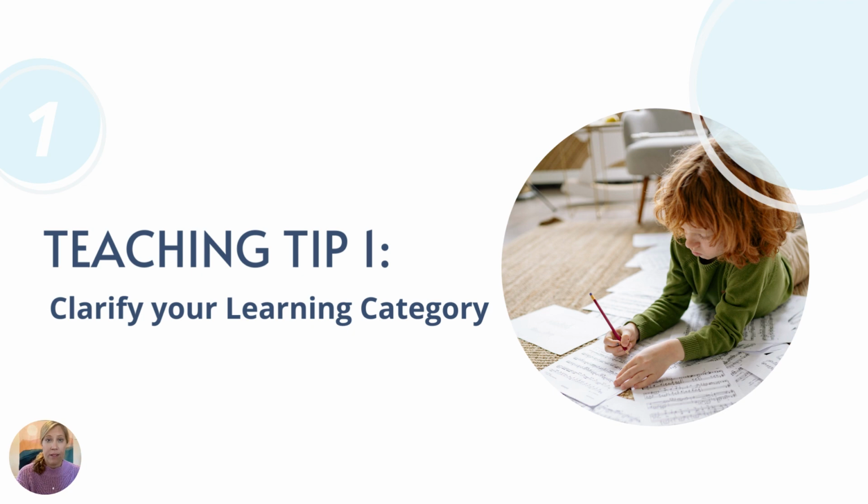Teaching tip 1 is to clarify the learning category. There are 3 types of learning categories involved in the reading and writing book, and they are not necessarily sequenced. So it very much behooves the teacher to know which type of learning they are utilizing for the student to make them the most successful they can be.